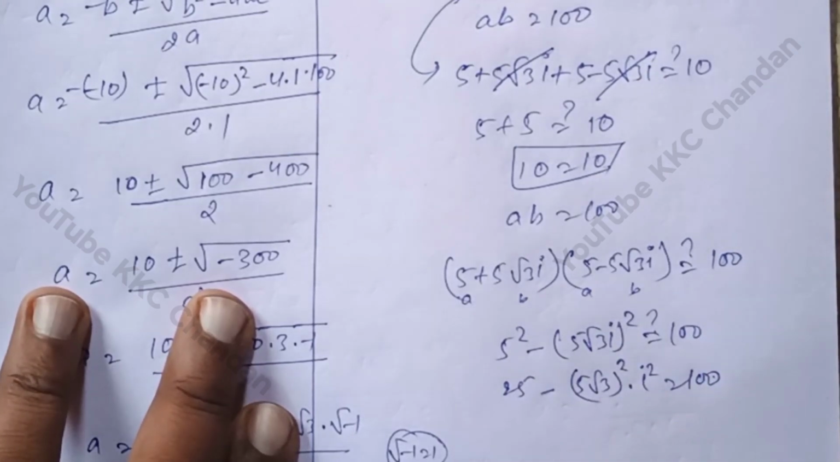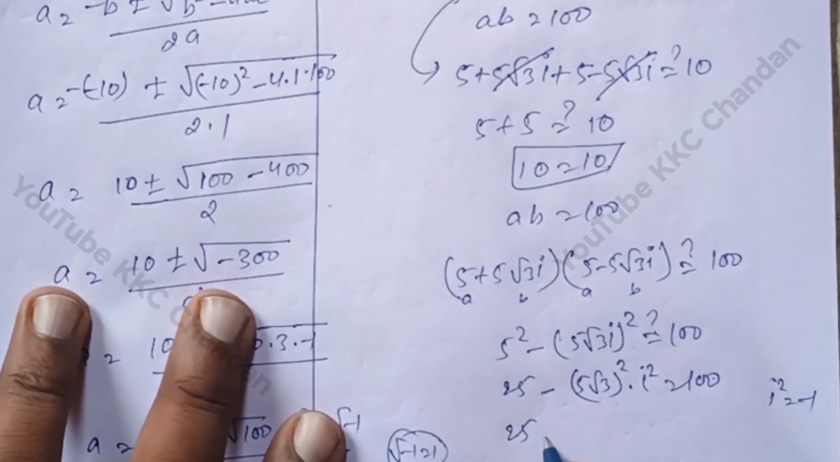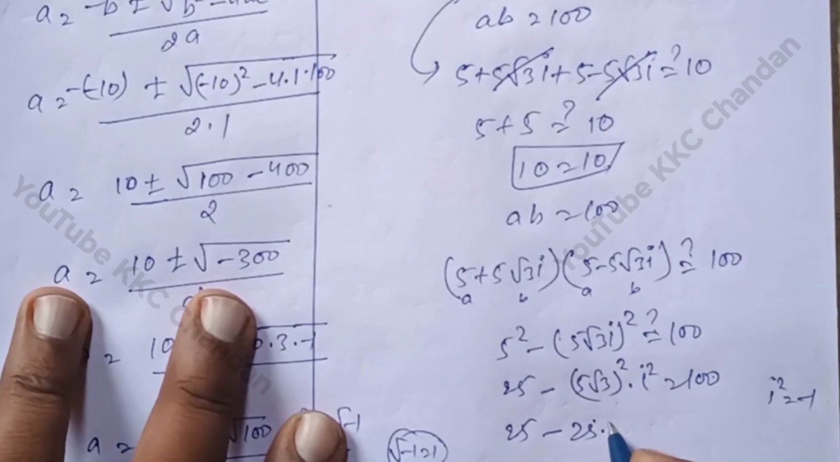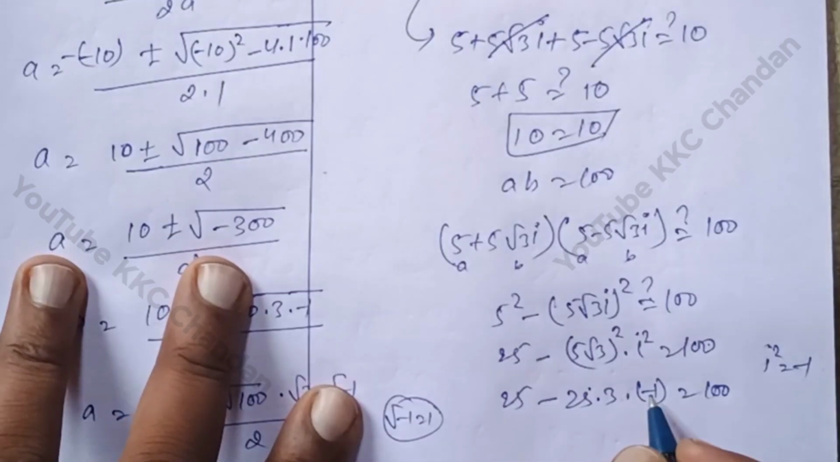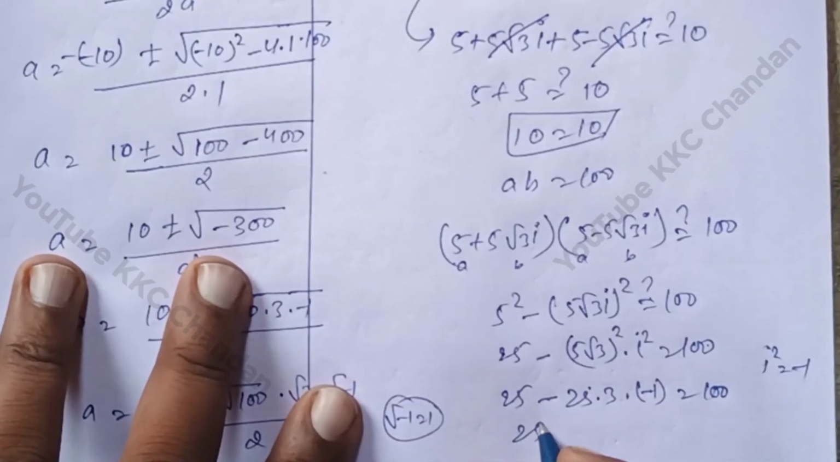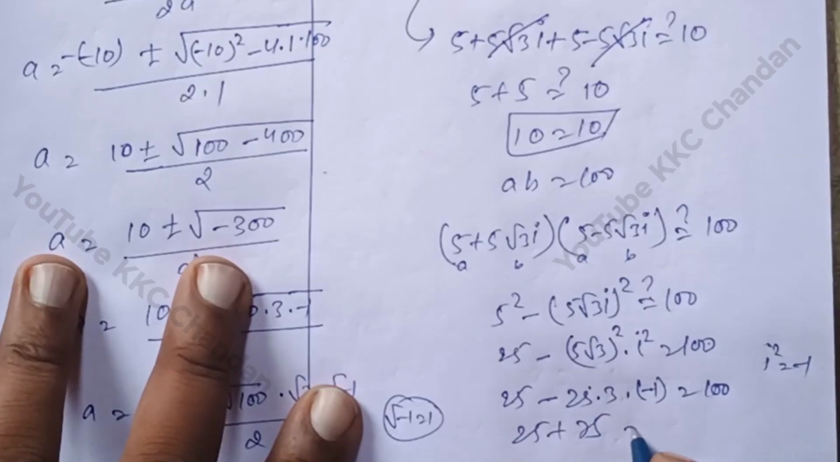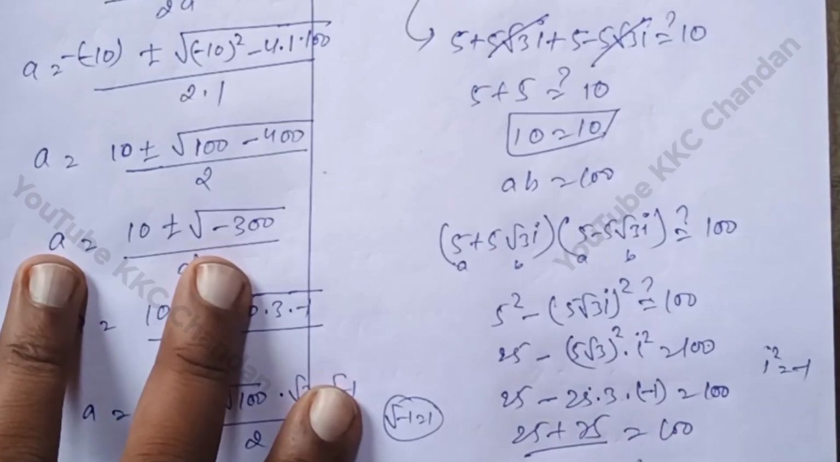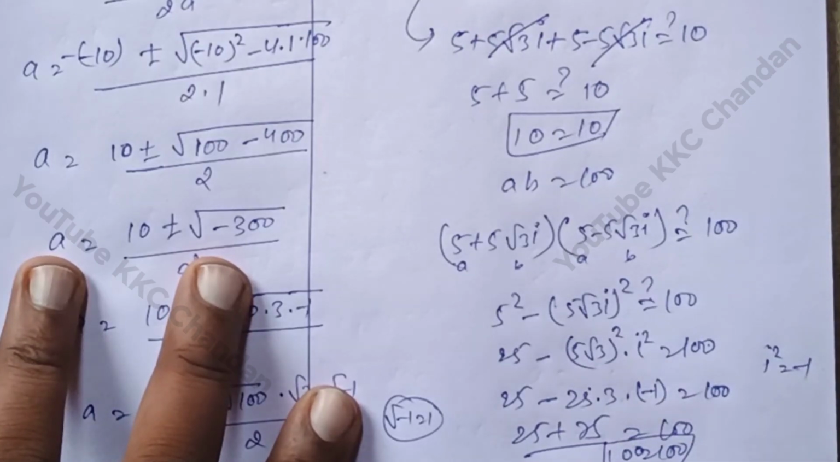5 square 25 minus, see here, 5 root under 3 whole square into i square is equal to 100. We know that i square is equal to minus 1. Therefore, 25 minus 5 square, 25 into 3 into minus 1, is equal to 100. See here, minus minus plus 25 plus 75 is equal to 100. See here, 100 is equal to 100. Means LHS and RHS both are equal. So the values of a and b are correct for this solution.